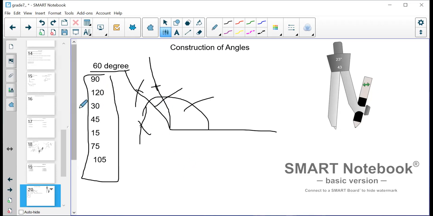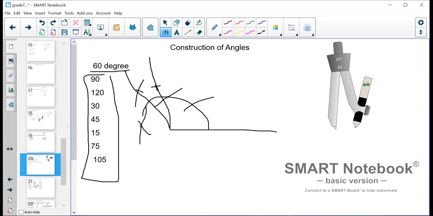So besides these, of course, in the case of a test, I will tell you whether to construct or to draw. All right, if I don't, then please note some of the angles that you would not be able to construct. If you come across such, then you use your protractor.